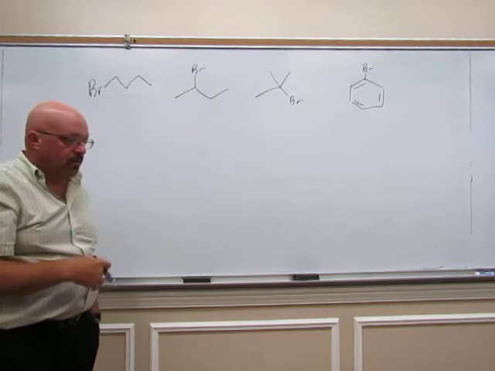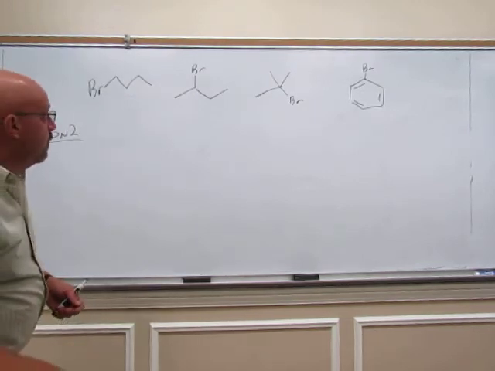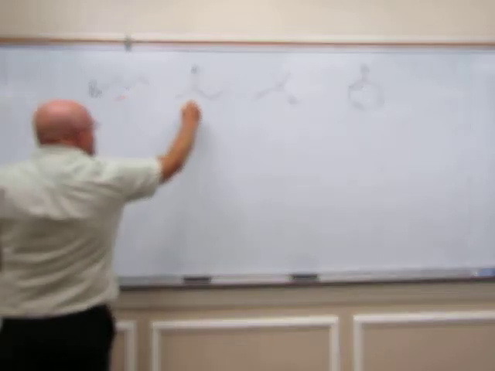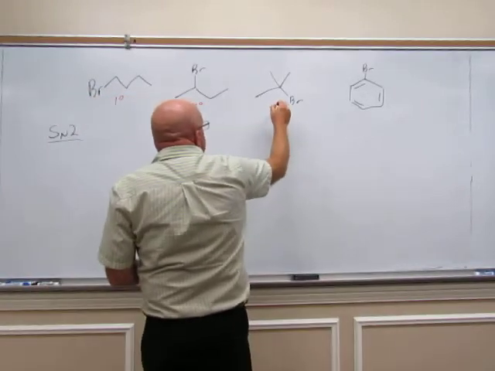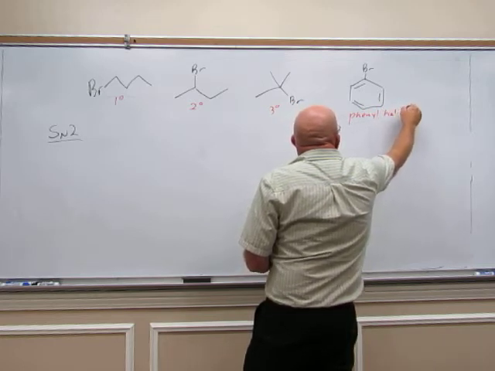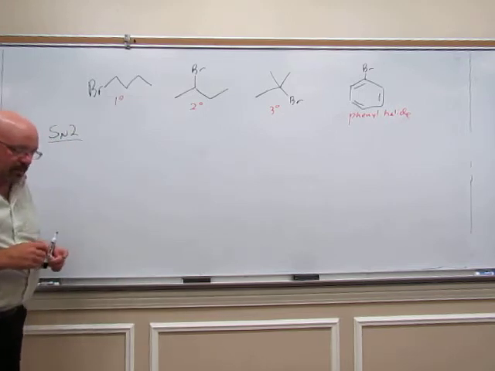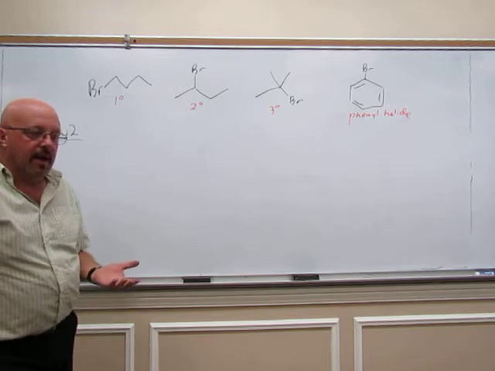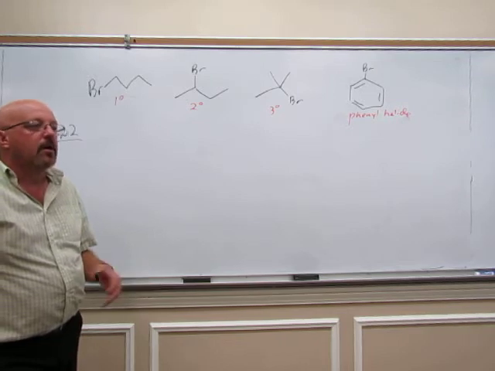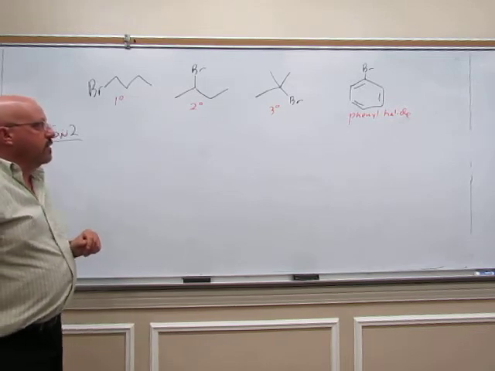SN2 conditions. So we're using the sodium iodide. And let's think about what we have here. If you analyze these, we have a primary alkyl halide versus a secondary alkyl halide versus a tertiary alkyl halide versus a phenyl halide. Now, if you recall, for SN2, we talked about in the lecture, methyl halides react the fastest, then primary, then secondary. Tertiary does not do SN2. Phenyl halides and vinylic halides do not do SN2.